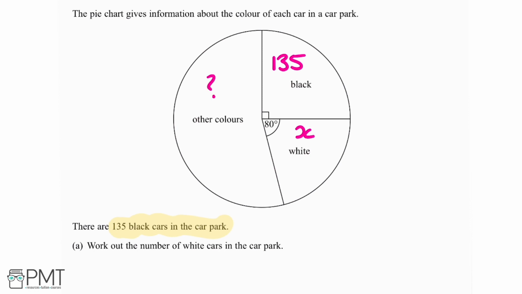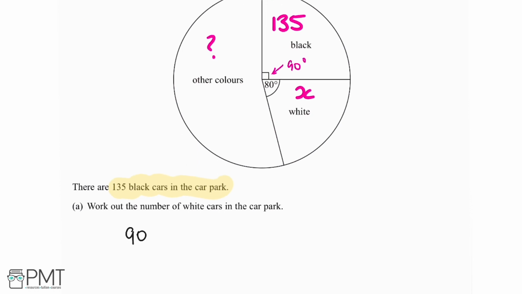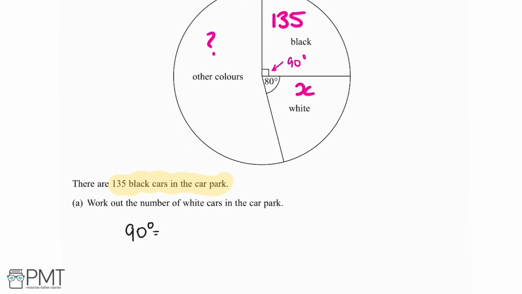So now we're going to look at the angles in the pie chart. In the black section here, we can see it's 90 degrees, because this symbol here means 90 degrees. So I can say that 90 degrees equals 135 cars. Now if I divide both sides by 90, I'll get that 1 degree is equal to 1.5 cars.